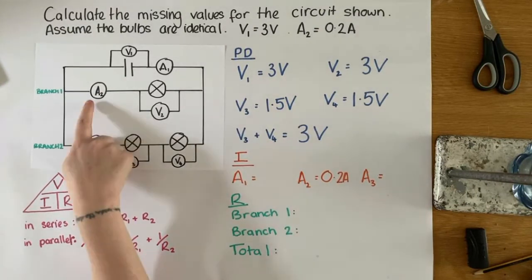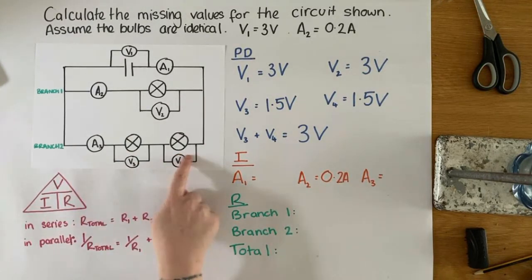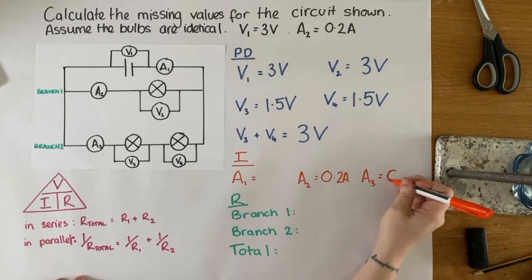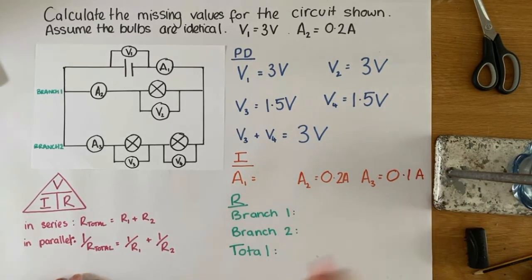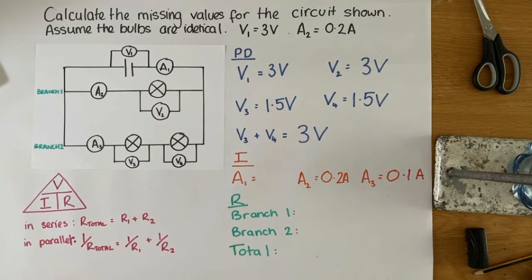Okay, now we know that branch number 1 is allowing 0.2 amps of current to flow through it. So if branch number 2 has twice as much resistance, it's going to allow half as much current to flow through it. So we can therefore assume that the current here is going to be 0.1 amps. Again, we don't need to do a sum to calculate that, we're just applying the rules. If we are then looking at the current at position number 1, now we're thinking about, well, how does the current behave in a parallel circuit?